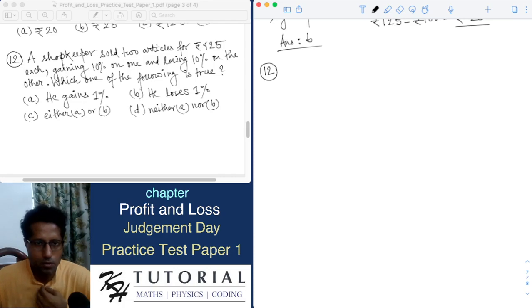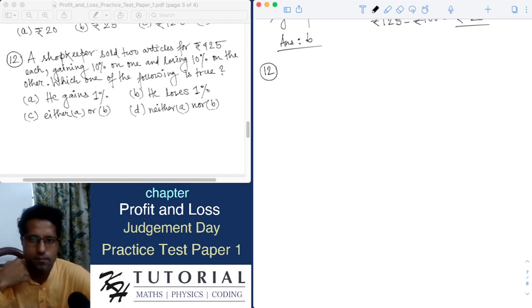A shopkeeper sold 2 articles for rupees 425 each, meaning the selling price of both articles was rupees 425, gaining 10% on one and losing 10% on the other. Which one of the following is true? He gains 1%, he loses 1%, either A or B, neither A nor B.